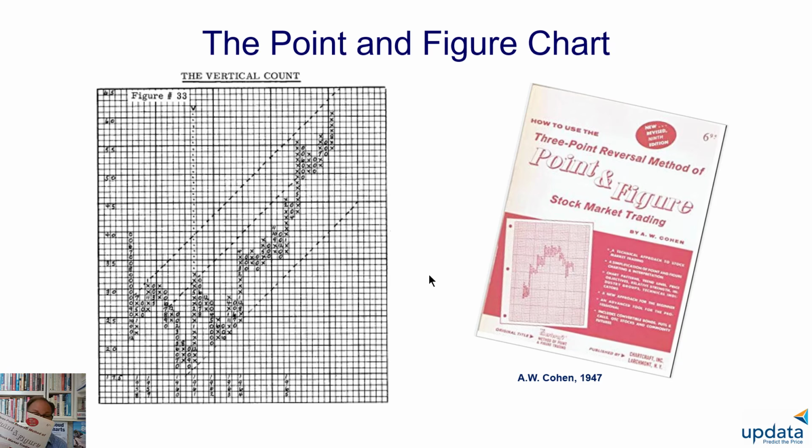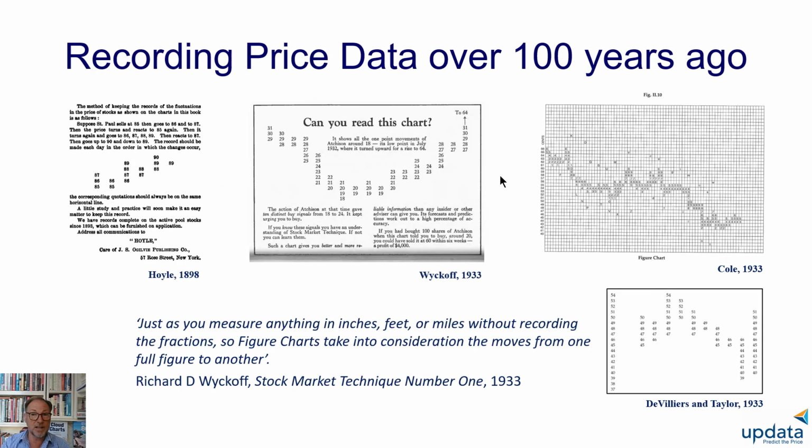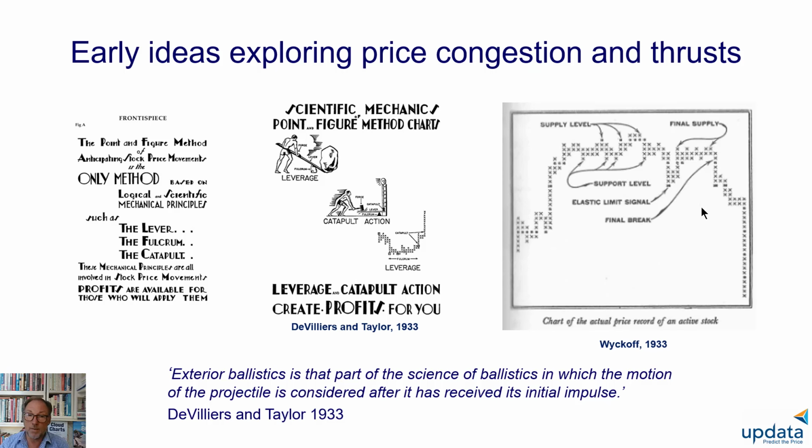In his book in 1947, he basically came up with this projection method, where the height of a column on a vertical column would produce the target. Before the age of computers, people did these charts by hand, and it was a way of recording market information. They go back to the days of the ticker tape, when people were using this as a technique for recording price information when it was just too hard to record all the prices.